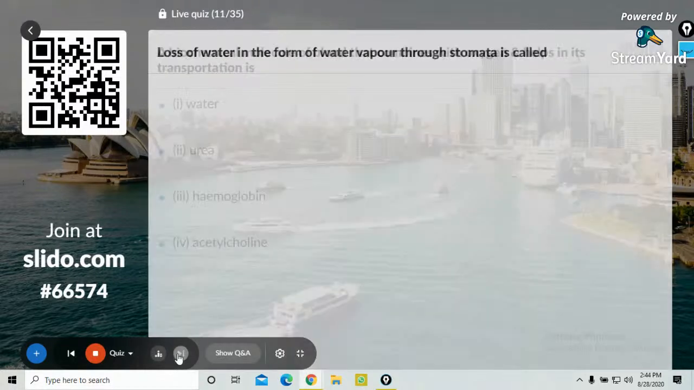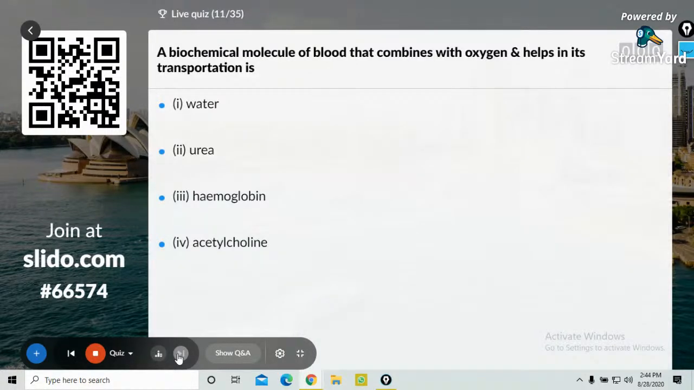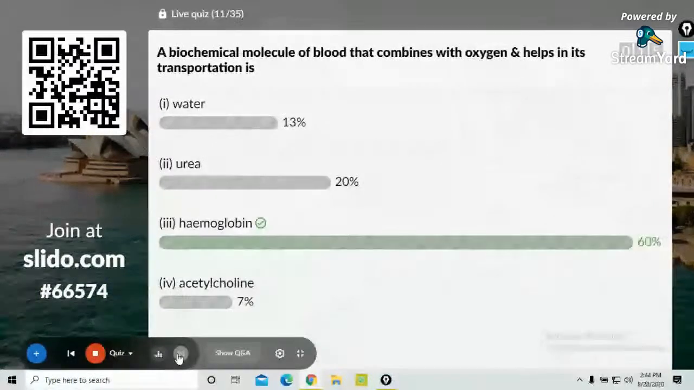Next one. A biochemical molecule of blood that combines with oxygen and helps in its transportation is water, urea, hemoglobin, acetylcholine. Yes, guys, it is hemoglobin, oxyhemoglobin.